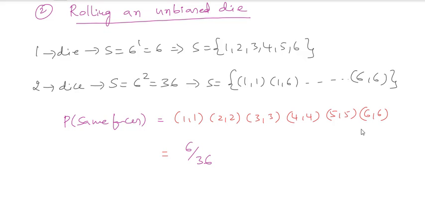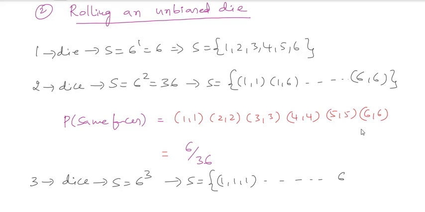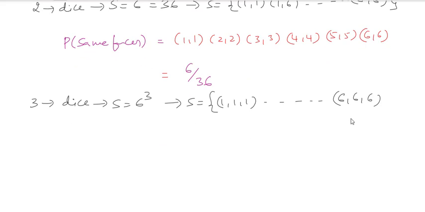Similarly, can I try if I roll 3 dice? If I roll 3 dice, my sample space is 6 cubed. Am I right or not? The sample space is 1 comma 1 comma 1, and so on, up to 6 comma 6 comma 6. In this case also, what is the probability of getting the same faces?